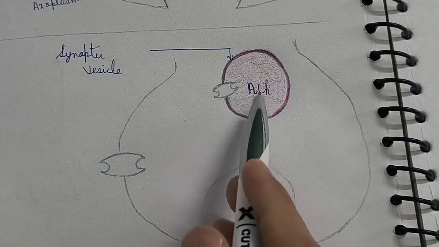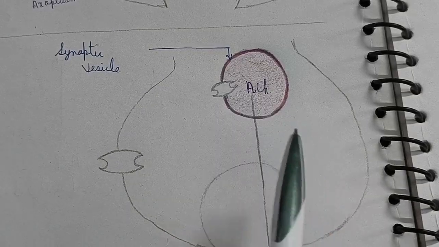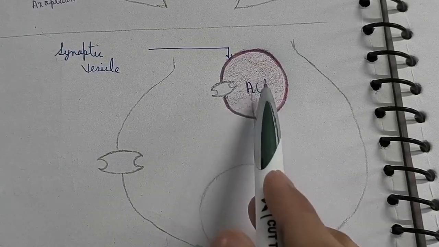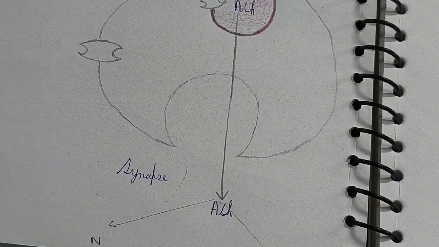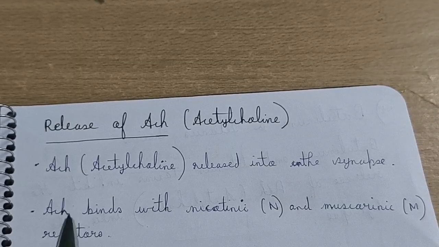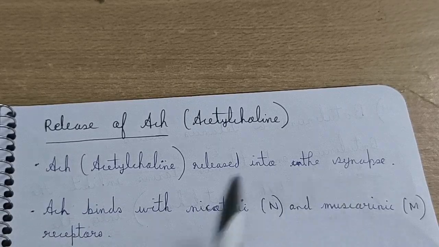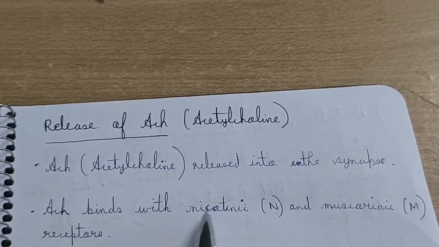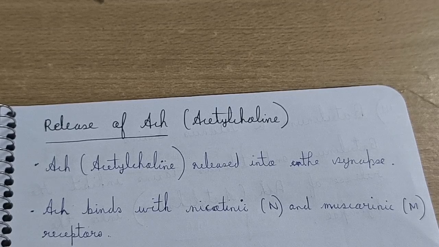So once again, acetylcholine remains stored in the synaptic vesicle, and from this synaptic vesicle acetylcholine is released and comes into the synapse. See that, release of acetylcholine: acetylcholine is released into the synapse, and this acetylcholine binds with nicotinic and muscarinic receptors to cause action. So this is the main description about the release of acetylcholine.